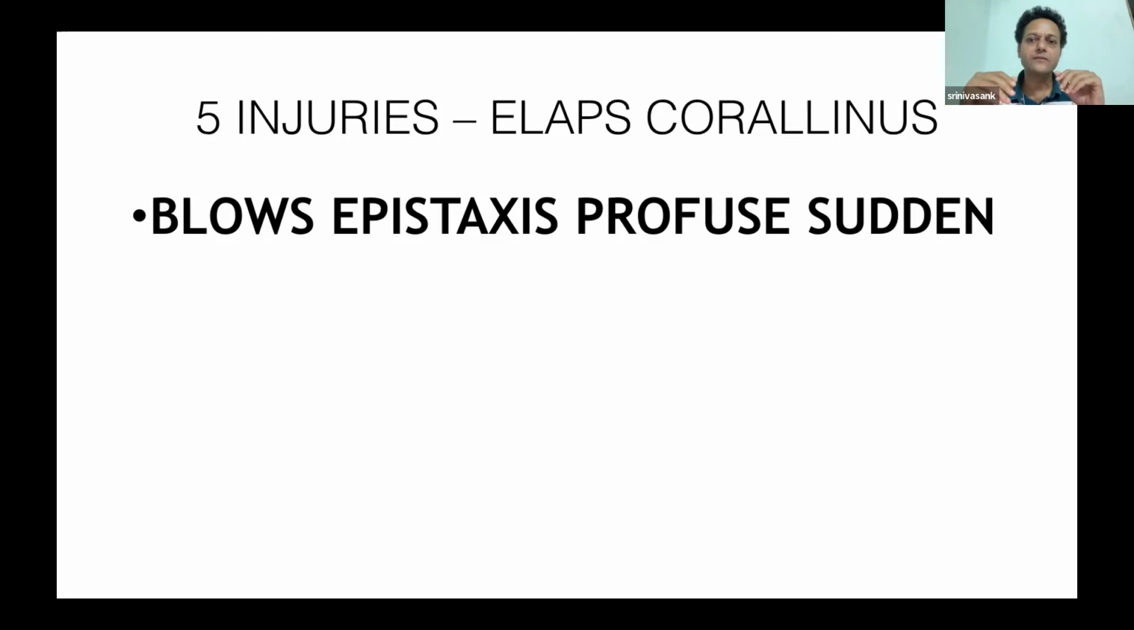Now, here is a patient, that is the first episode. See the characteristic in that. A blow on the nose, sometimes nothing happens, sometimes there is pain, swelling, redness. In this case, there is nosebleed, which was profuse and sudden. So that profuseness and the suddenness, and the remedy is Elaps corallinus.